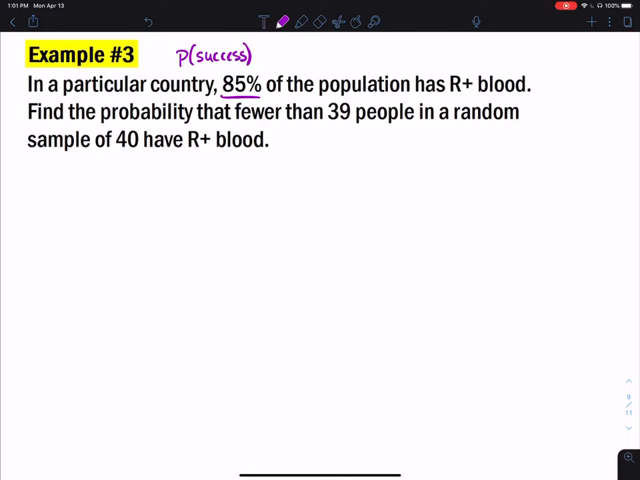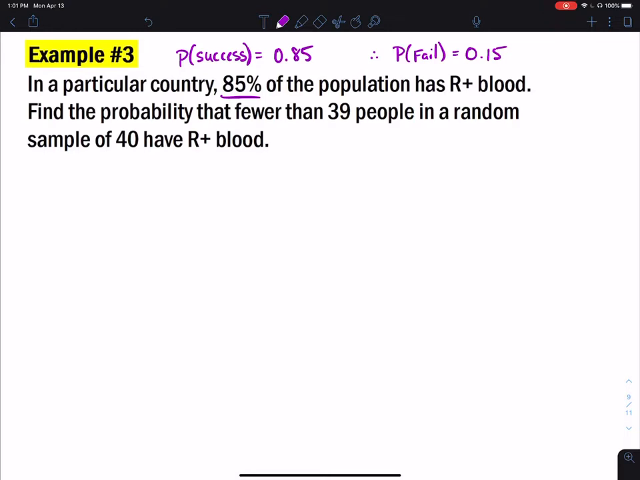So if you're taking notes about just the given information, this is what I would write down. Keep in mind, you always want to write your percent as a decimal. So if my probability of success is 85%, then my probability that I fail is the complement of that, which would be 0.15 or 15%.